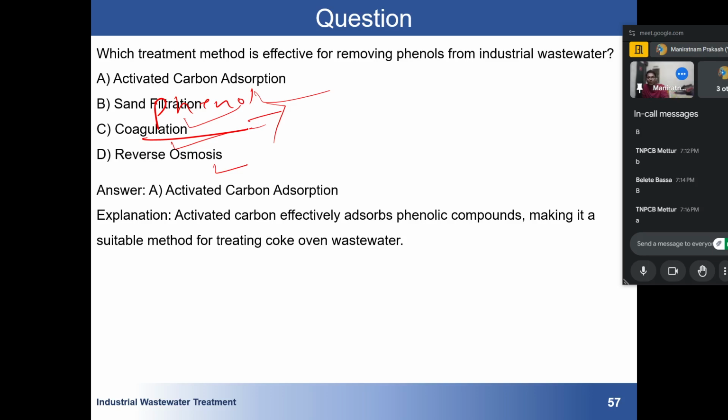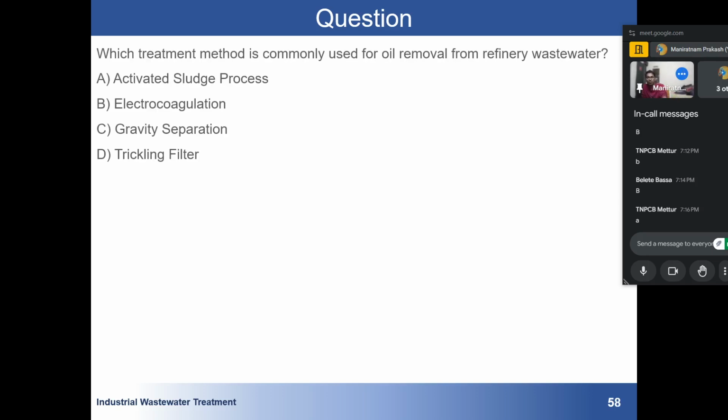Which treatment is commonly used for oil removal? Now we want to remove oil. What will I use? Activated sludge process. Can anyone tell where the activated sludge process is used?